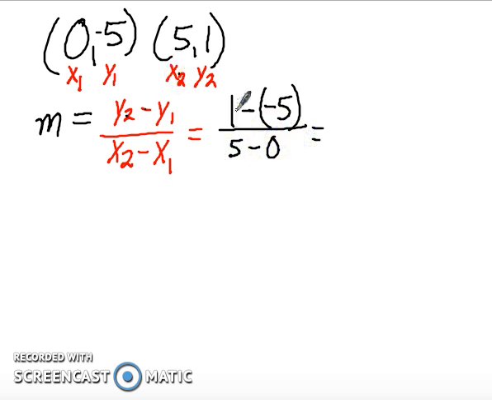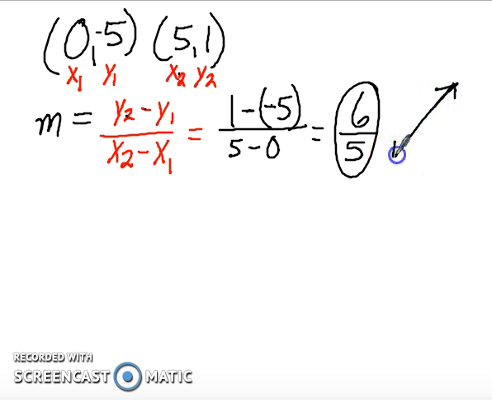So if we look at this, 1 minus a negative. Those double negatives, they cancel out, become a positive. So this says 1 plus 5. That's 6 over 5 minus 1 is 5. So there's our slope. Our slope is 6/5. That means it's positive, so we know we're dealing with a line that is going up. So there's where it is.